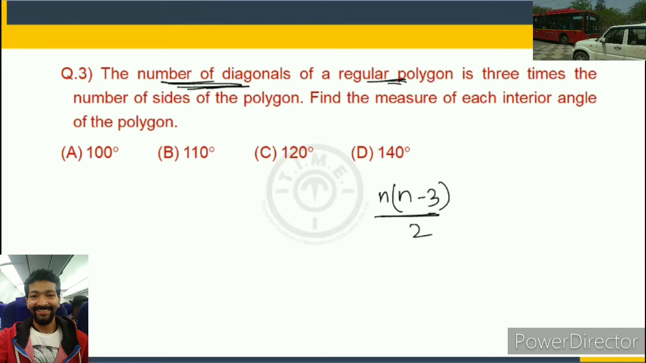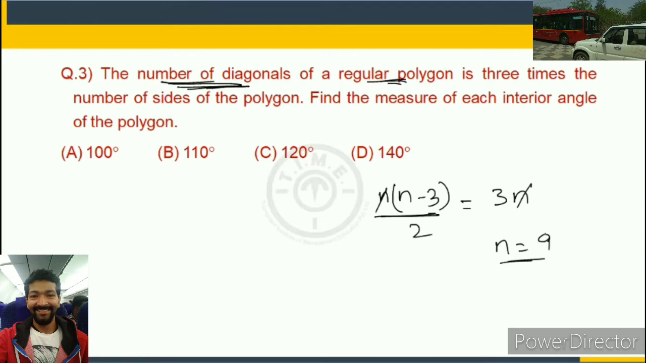Yeah, so the number of diagonals, as I have mentioned here, is 3 times the number of sides n. So from here you can straight away cancel out n and you get the number of sides as 9. So this is a 9-sided regular polygon, please note. That's why you need to find out the measure of each interior angle.